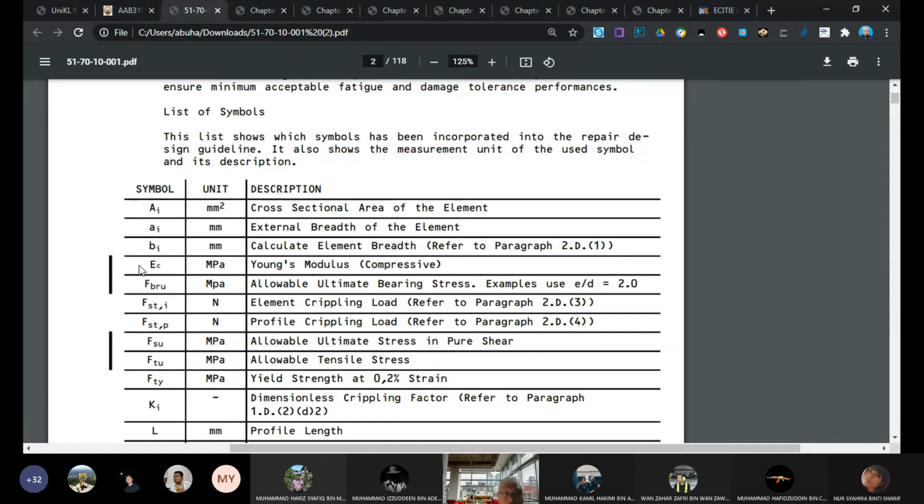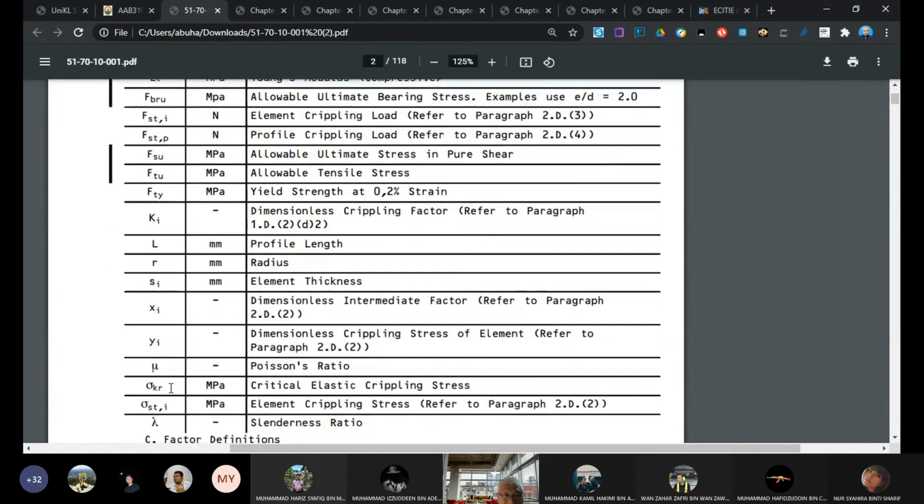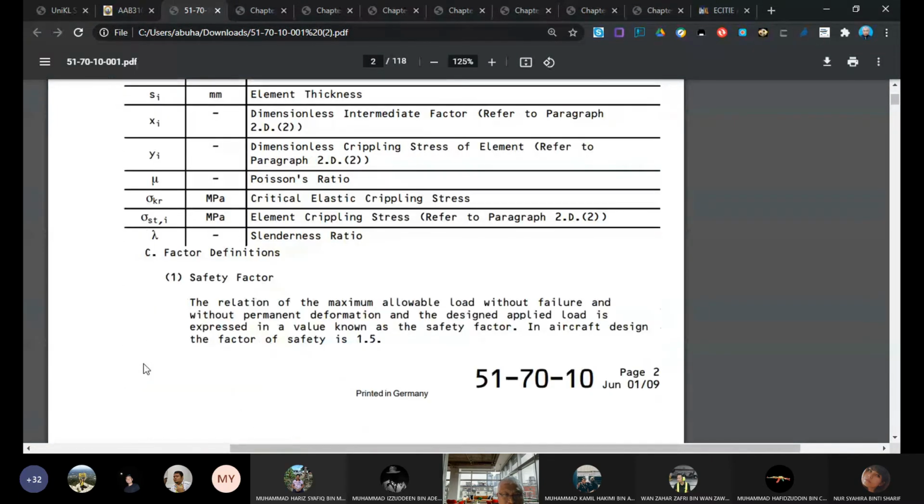So you can see here, all the symbols are something you have seen before. I do not want to go into detail. You can see FBRU, bearing allowable ultimate, shear, tensile shear, ST is okay, it's crippling, SU shear ultimate, TU tensile ultimate, TY tensile yield. You can see also Poisson's ratio, and all this is something you have seen before. If you say you have not seen this before, I mean, you did not go through the mechanics of materials courses.